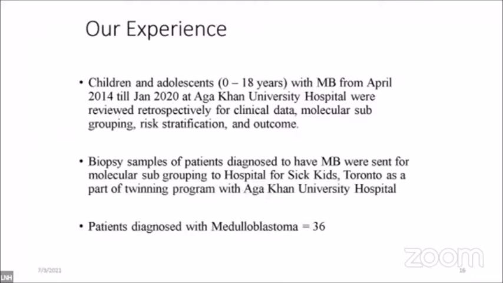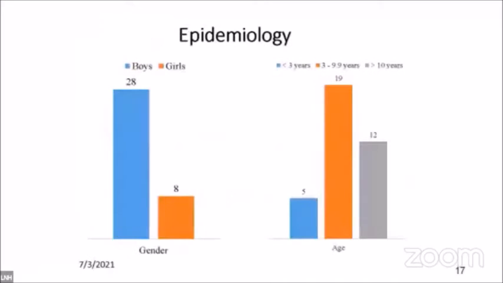Coming to our experience, from 2014 to 2020, we have done 36 cases of medulloblastoma. Out of those, 28 were boys and 8 were girls. Medulloblastoma has a slight predominance of boys over girls, but not that much, so that's a bit skewed. 5 of them were less than 3 years of age, 19 of them were 3 to 10 years of age, and 12 of them were greater than 10 and less than 18 years of age.